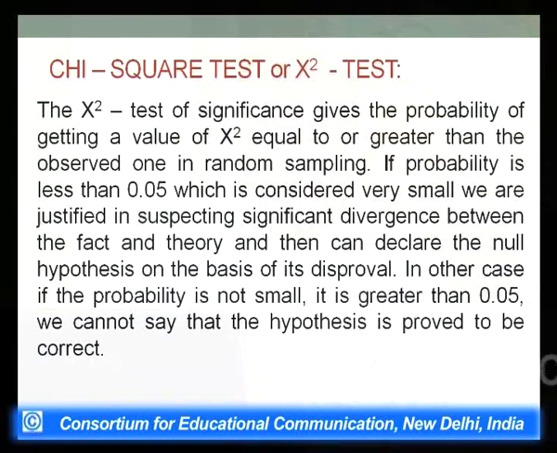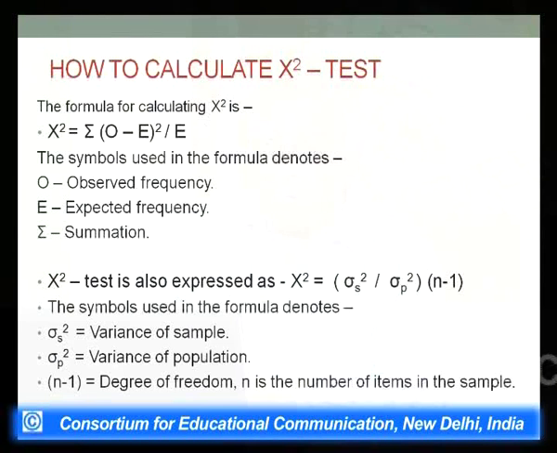I think you all know about hypothesis. We have discussed a number of times what is hypothesis, your assumption. If it is greater than 0.05, we cannot say the hypothesis is proved to be correct. So, this is an interpretation about it.